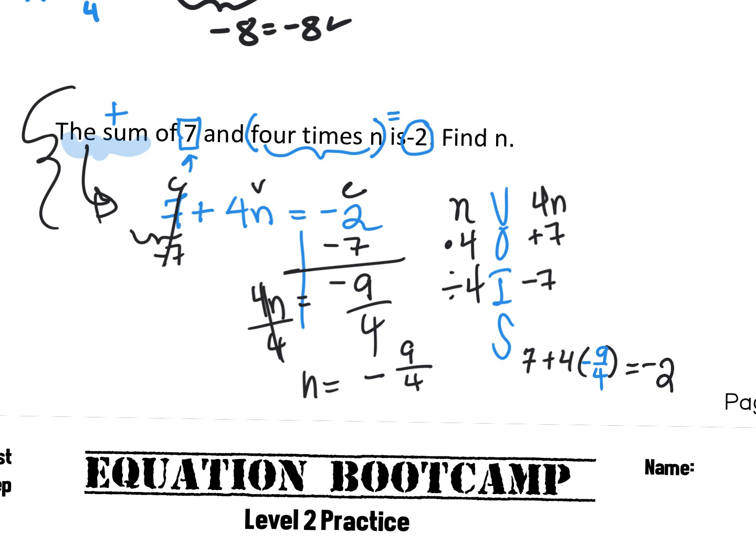Put it in your calculator. I don't care how confident you are in your adding, subtracting, dividing, multiplying. Checking, substitution. Use your calculator. Write it first. Don't put anything into your calculator until you've written it on your page. So 7 plus 4 times negative 9/4. Enter. Negative 2 is always going to equal negative 2. It checks. Yay! Go on and work on your practice. Make sure you ask for help in class if you're struggling. Thanks for sticking it out.